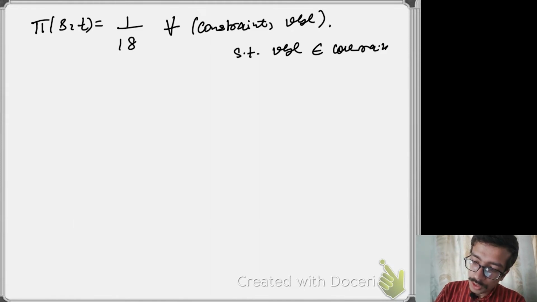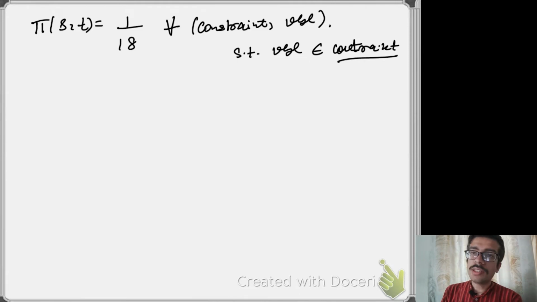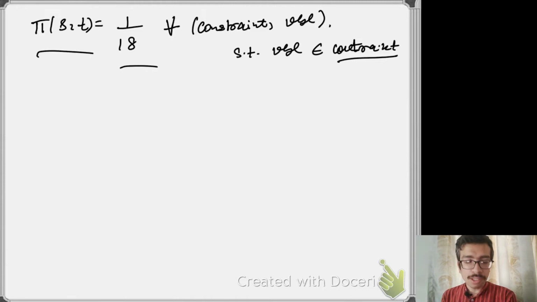And so you can check that there are 6 possible constraints. Each of these has 3 possible variables. So there are 18 possible inputs, and we are giving a uniform probability of 1 over 18 over each of these possible inputs. So this is how we have defined the set pi st.